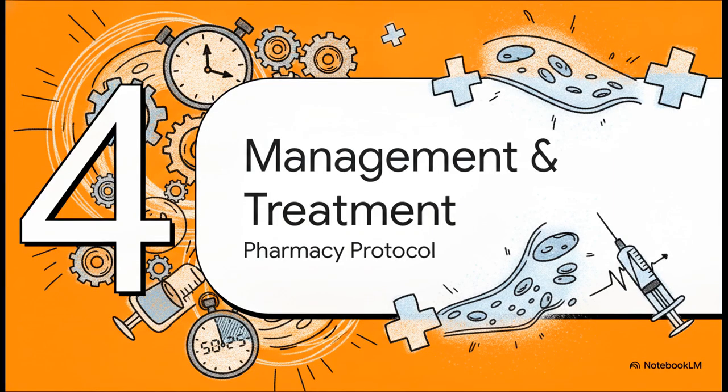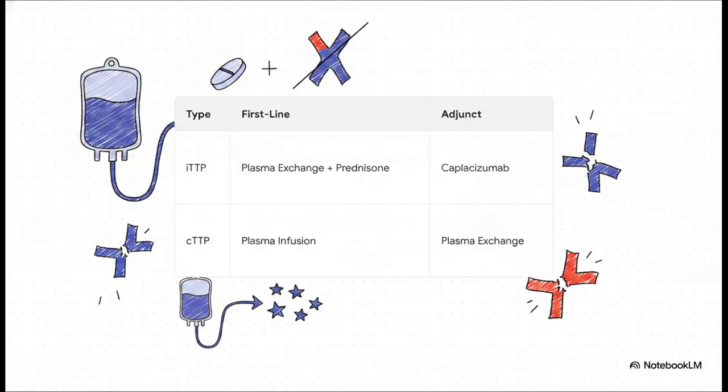All right, our final section, Management and Treatment, the Pharmacy Protocol. This is your ultimate treatment cheat sheet, and it ties right back to our molecular battlefield. For immune-mediated TTP, your first-line strike is aggressive plasma exchange combined with prednisone. Plasma exchange is basically a 2-for-1 deal. It filters out those nasty autoantibodies, and it pumps in fresh plasma loaded with functional ADAMTS13 enzyme.